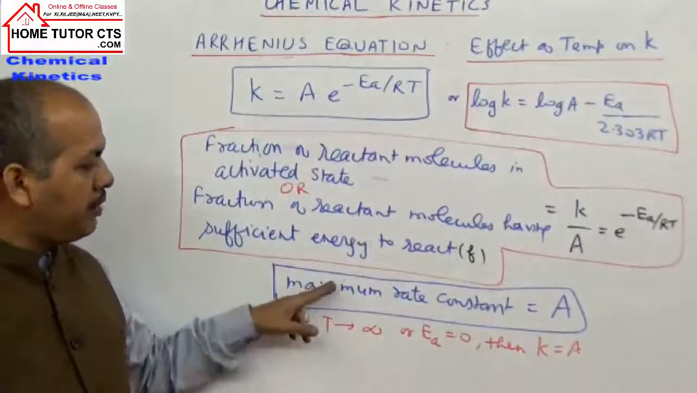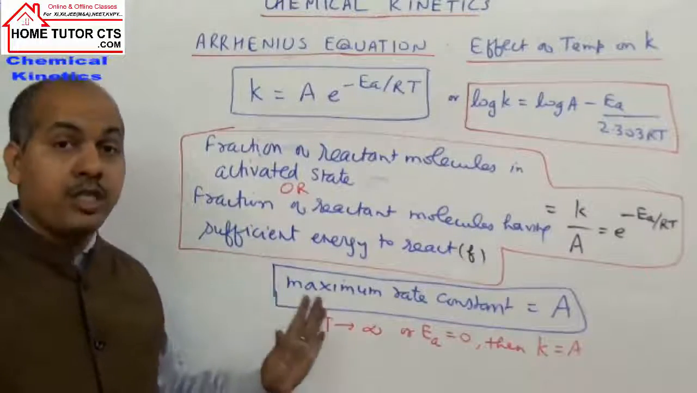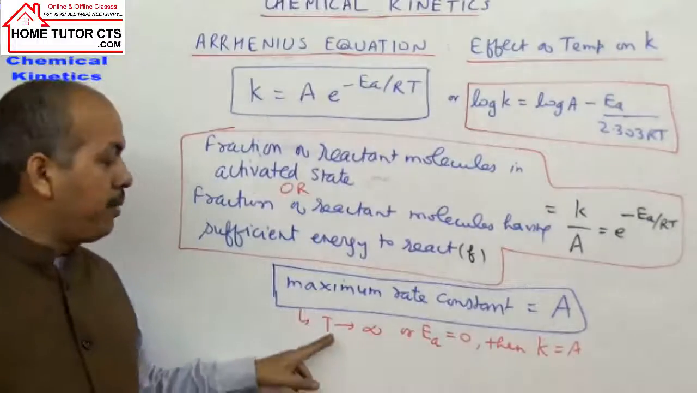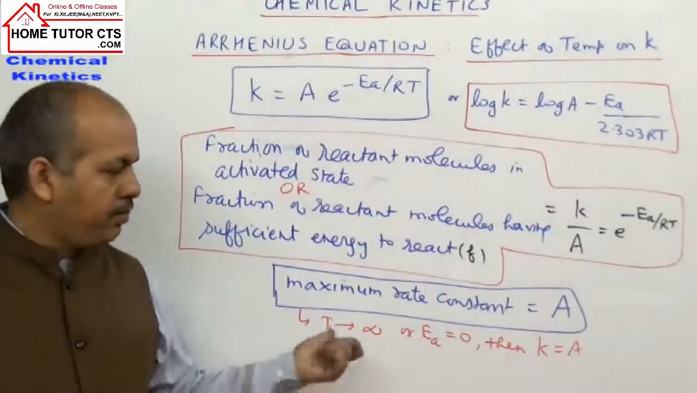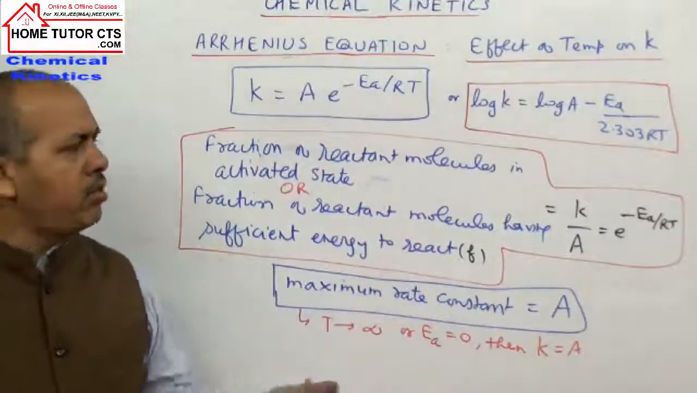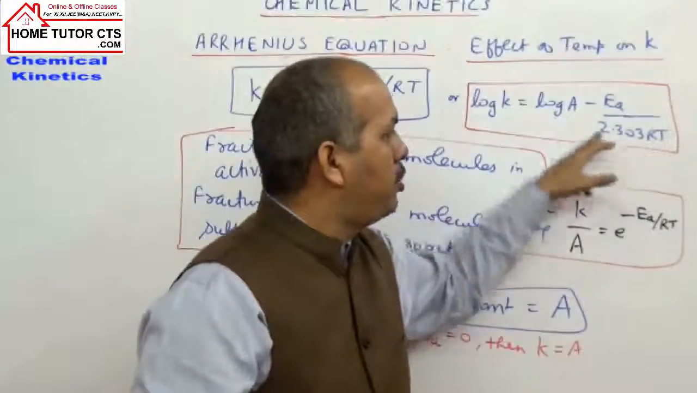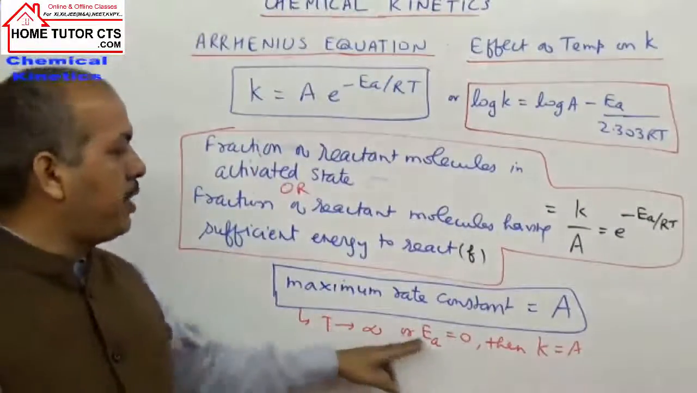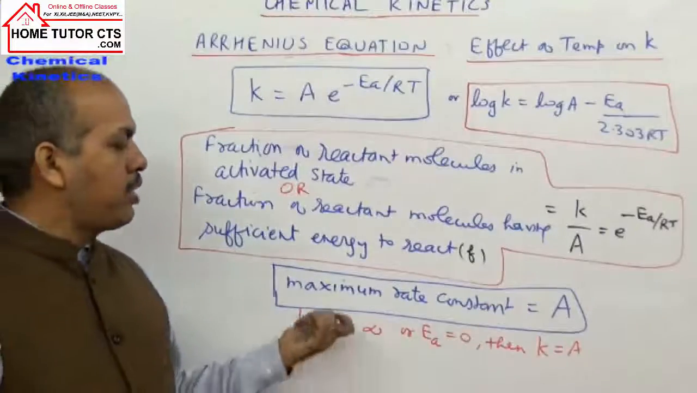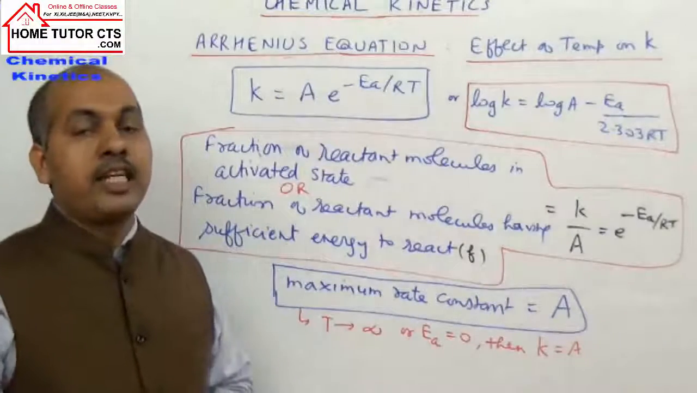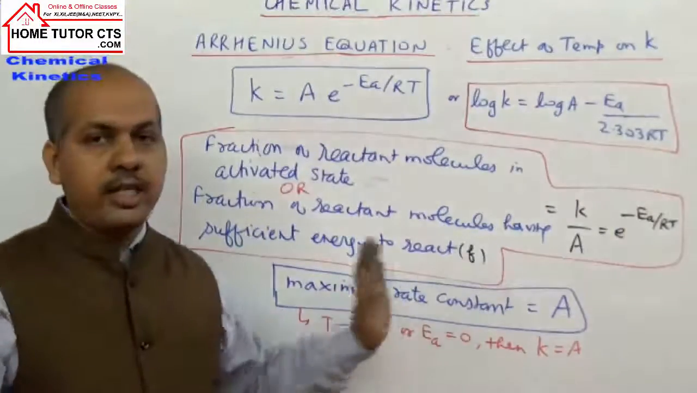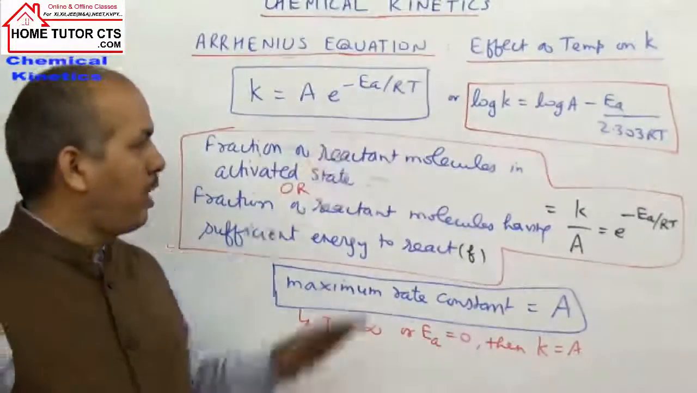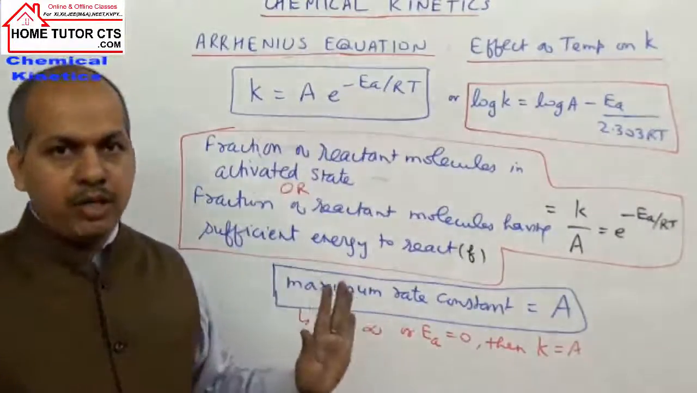This concept is quite important here. Questions are frequently asked: for the reaction, what is the rate constant when T approaches infinity? It is more common, and very simple. When T is infinity, this term is 0, so K becomes equal to A. Or they ask for the reaction as a whole: what is the maximum rate constant? Simply equal to capital A. I hope this part is clear.